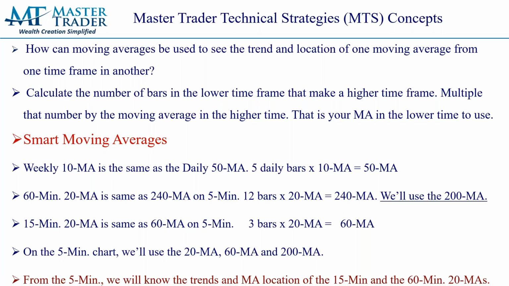Do I really care where the 20 MA is on the 15-minute chart? No. What I'm interested in is what the trend is on the 15-minute chart, because the traders trading the 15-minute chart in an uptrend are going to be buyers. In a downtrend, they're going to be sellers or shorting. And so I'm looking on a 5-minute chart for the alignment of the 5, the 15, and the 60 by just looking at the 5-minute chart. Do I have alignment of those moving averages? It's simple and it works.